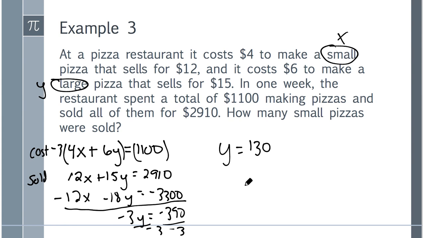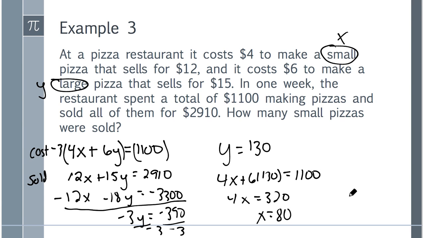Now we substitute that into one of the original equations, so how about the first one? So we have 4x plus 6 times 130, and that's going to equal 1,100. So 4x is going to equal 320. So x is going to equal 80. So therefore, how many small pizzas did we sell? We sold 80 small pizzas.